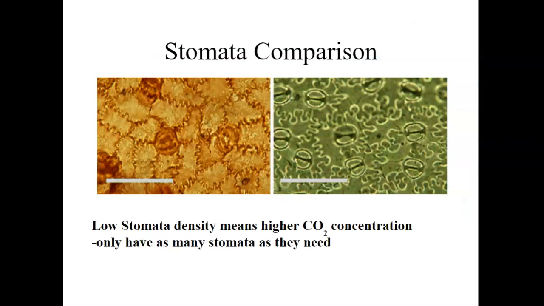For example, looking at trees. These two pictures show the bottom sides of the same kind of leaf. And here are examples of stomata, little openings on the bottoms of the leaves. In this one, the stomata are closer together. And in this one, they're further apart. So the low stomata density means higher concentrations of carbon dioxide, because trees are only going to have as many stomata as they need.